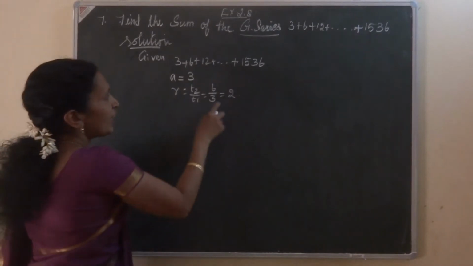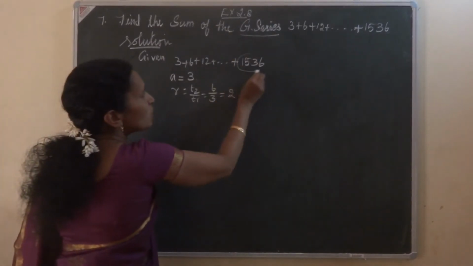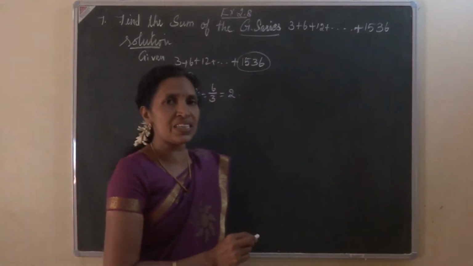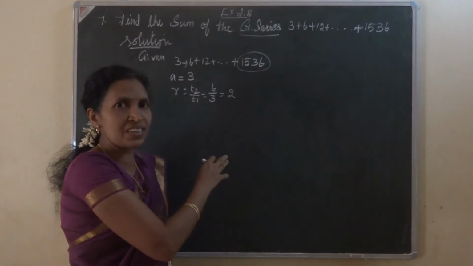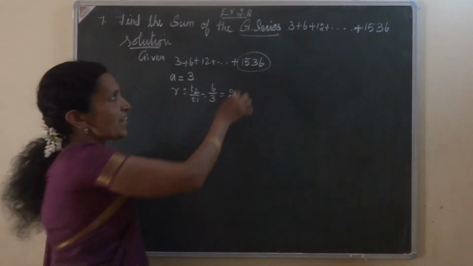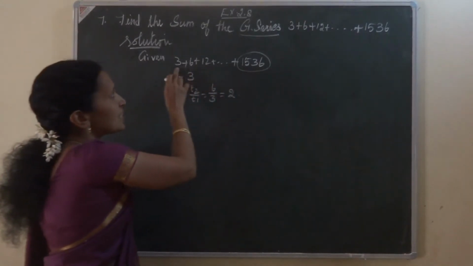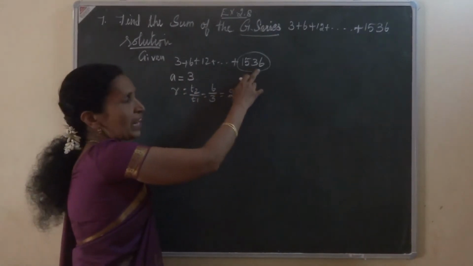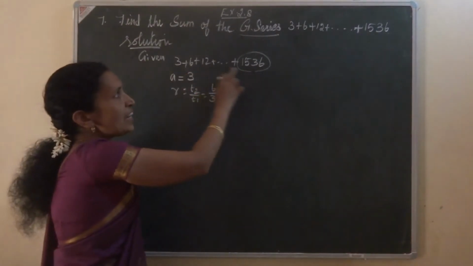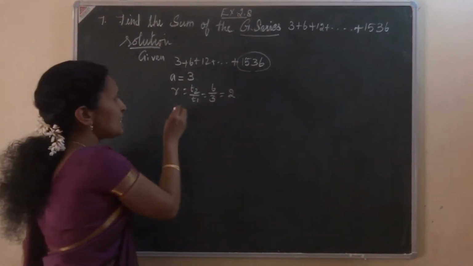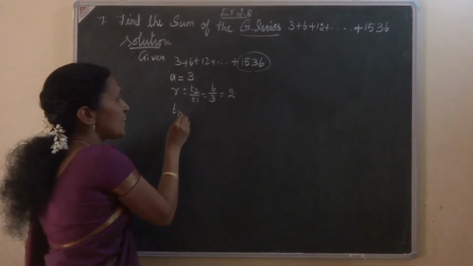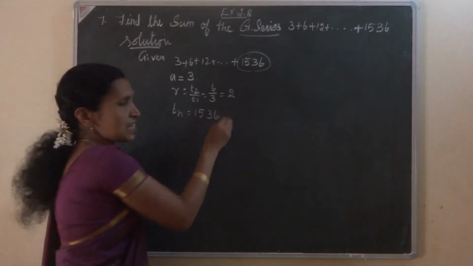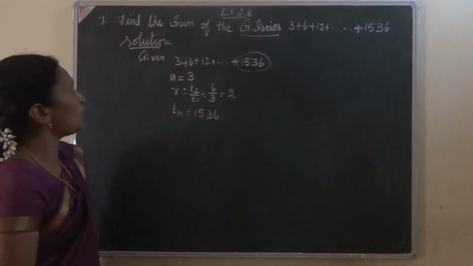Yes. Then what about this 1536? Is it Sn term? No, this is not Sn. Listen students, this is the nth term of the series. 1536 is the nth term of the series. That is, we can take Tn equal to 1536.